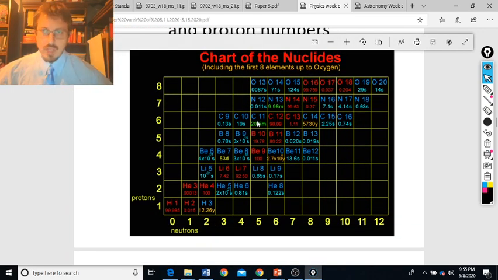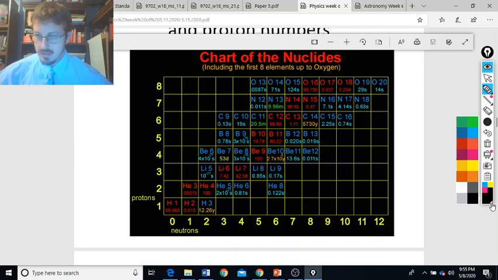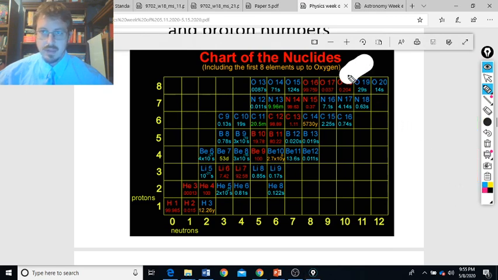Here's a chart of some nuclides. This has the first 8 elements up to oxygen, so you can see that there's some isotopes of hydrogen. We've got helium, different isotopes of helium, but anything with 2 protons is helium. So helium-4 is the typical one. So you see the most common isotopes there, in red, with more rare isotopes on either side of that red line.